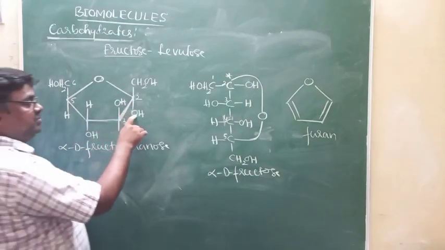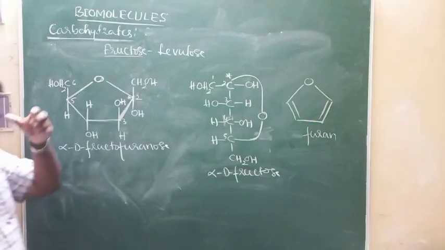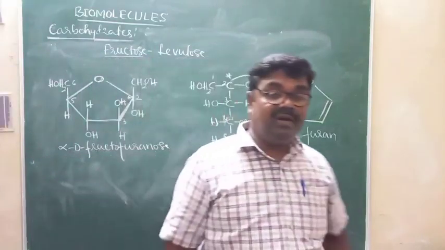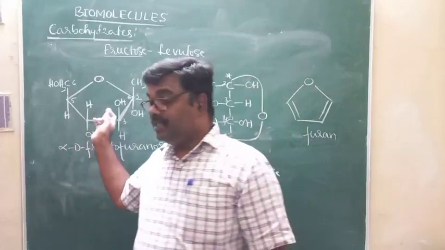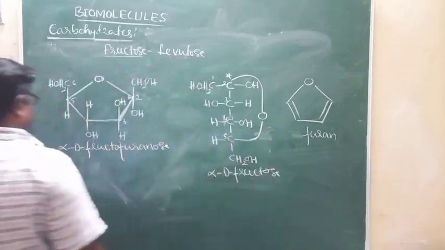Your OH group is below the plane and the second carbon atom is the anomeric carbon atom. In the case of glucose, the first carbon atom was the anomeric carbon atom. Here, the second carbon atom is the anomeric carbon atom. Understood? So that is what we call alpha D fructofuranose.